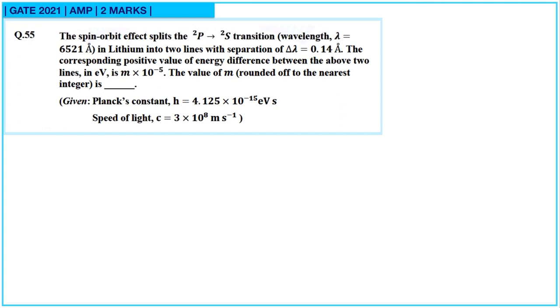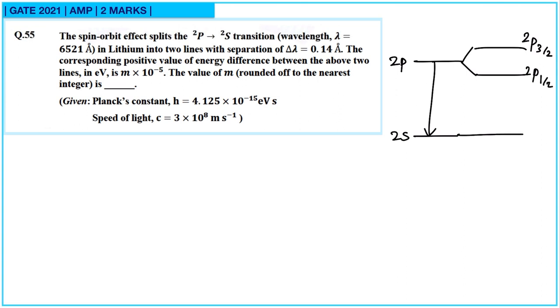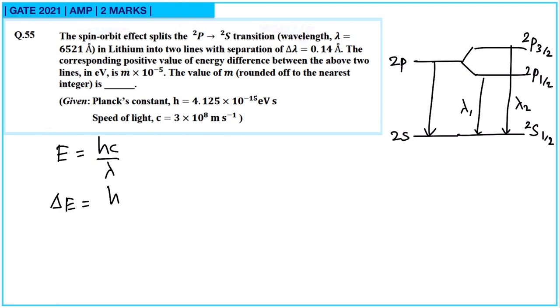Now this is the 2p to 2s transition. This is one transition, and it splits into two transitions. So the 2p level will separate out into 2p 3 by 2 and 2p 1 by 2, and this will be 2s 1 by 2. Now this is lambda 1 and this is lambda 2, and their difference is also given to us, and we have to calculate the energy. Now E is equal to hc by lambda. So delta E will be hc by lambda square into delta lambda.